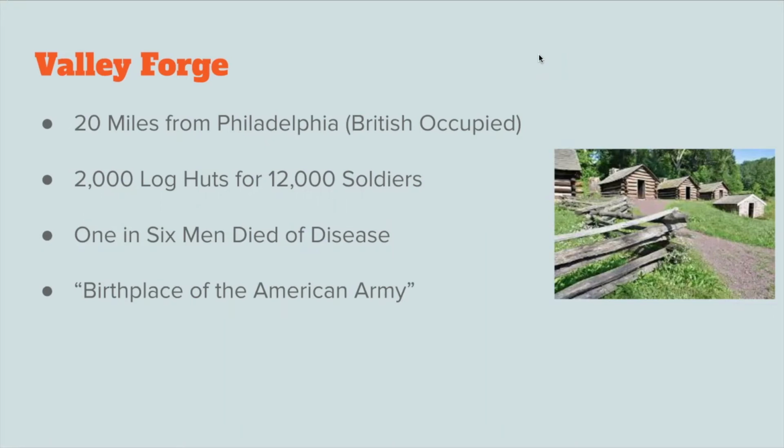Washington picked the spot because it was close enough to keep an eye on the British troops sheltering in Philadelphia, yet far enough away to prevent a surprise attack on his own Continental Army. Washington and his men would remain there for about 6 months, from December 1777 till June 1778.